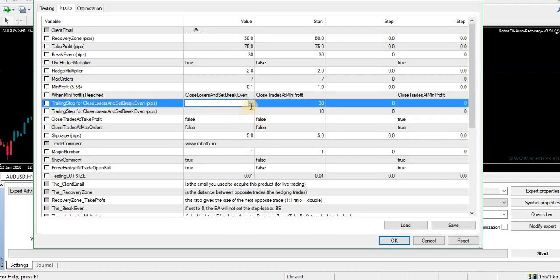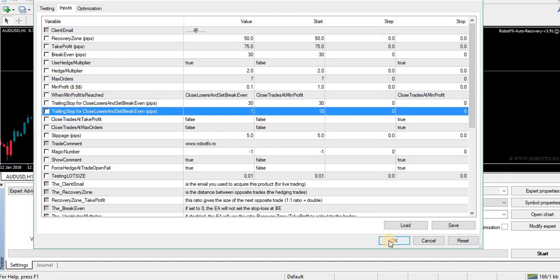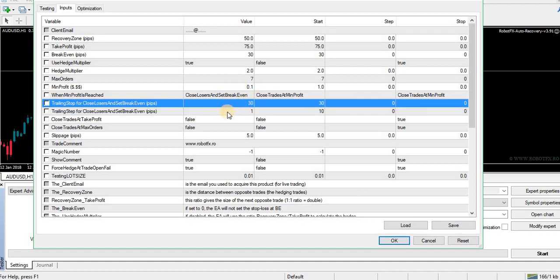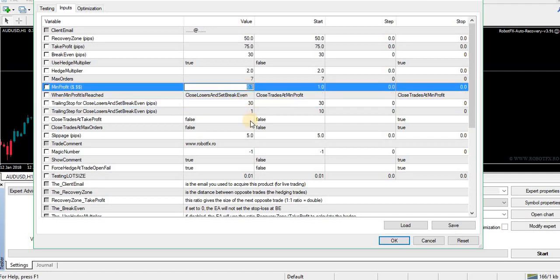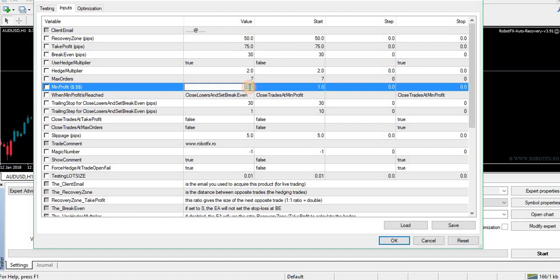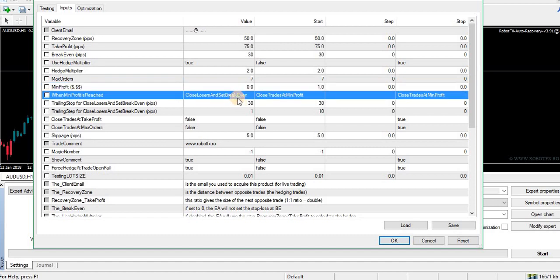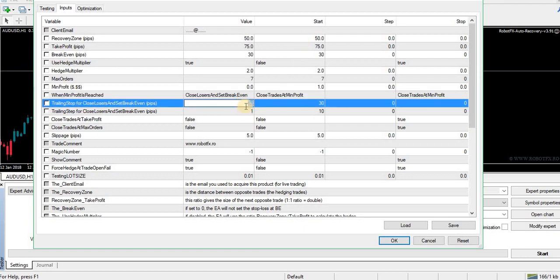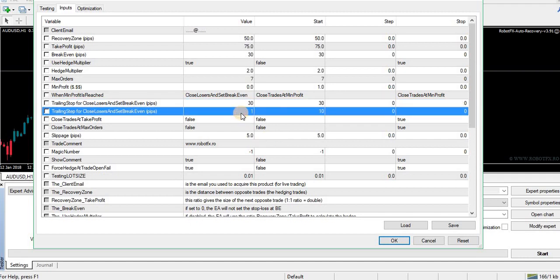And you should not make this too big a distance in pips. If you make the trailing stop big, like 30 pips, you should also consider raising the minimum profit a little higher, because you don't want the expert advisor to close the losers exactly at zero profit. And maybe then the price will reverse and you will lose this distance in pips from the second trade that was supposed to be a winner.